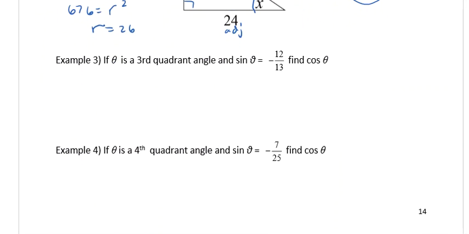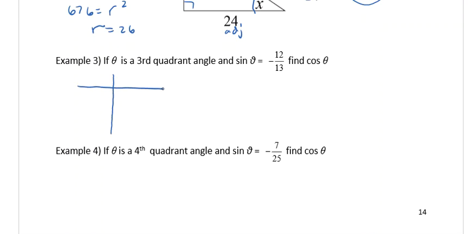So theta is a third quadrant angle. So that means I'm going to draw my picture. So the quadrants, just as a reminder, this is my first quadrant, my second quadrant, my third quadrant, and my fourth quadrant. So we start in that first quadrant where x and y are both positive, and then we rotate around counterclockwise, just like how angles rotate counterclockwise. So third quadrant angle.